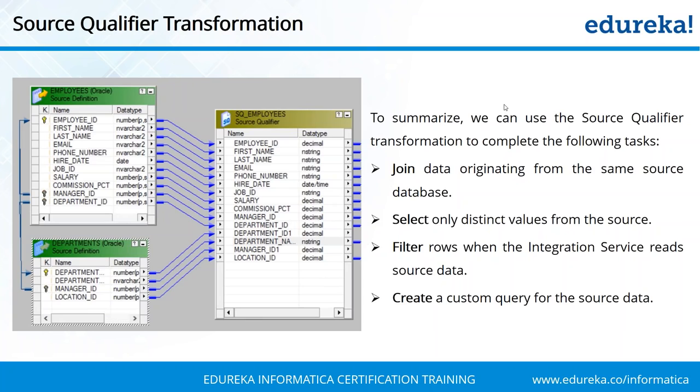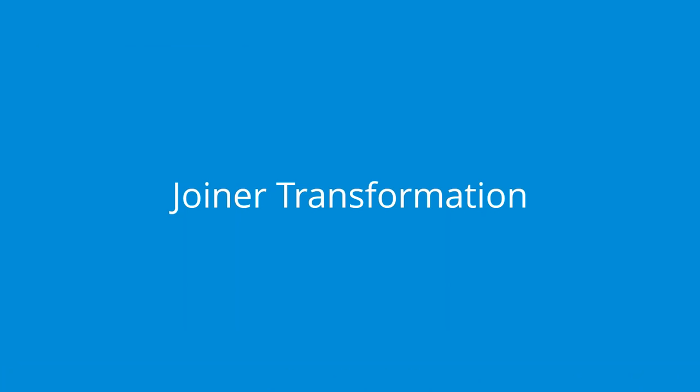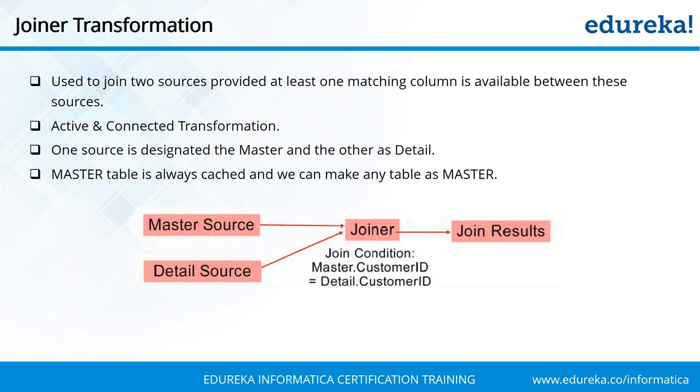Alright. Now using the source qualifier, we have joined two tables that are present in the same database. Let me show you how you can join two sources present in two different file formats, and we're going to do this using the joiner transformation. Now in the joiner transformation, you can join only two sources, but they need to have at least one matching column present between them. When I say one matching column, they need to have the same column name, they need to have the same column type, and finally they need to have the same precision as well.